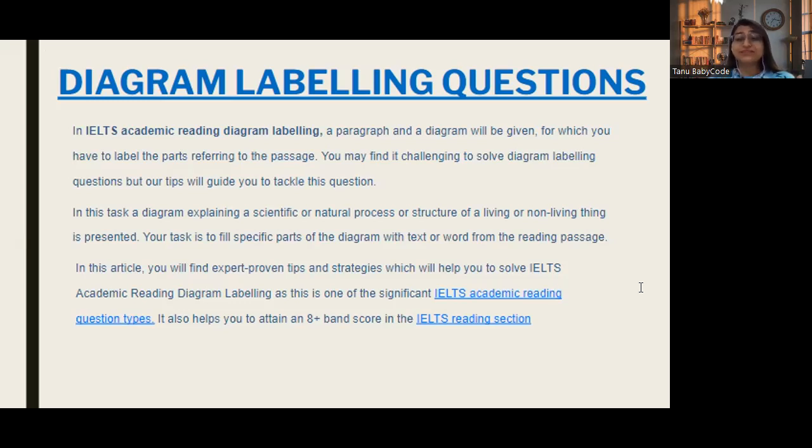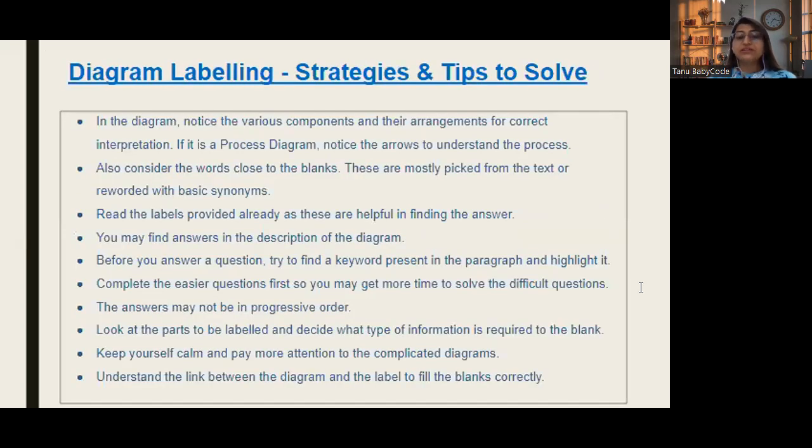The diagram can be a scientific process, a natural process, or the structure of a living or non-living thing, right? So you need to fill in specific parts here. Now, in diagram completion, the strategies and tips you can apply: first, notice the various components and their arrangements. If it is a process diagram, notice the arrows to understand the process. Also consider the words which are close to blanks.